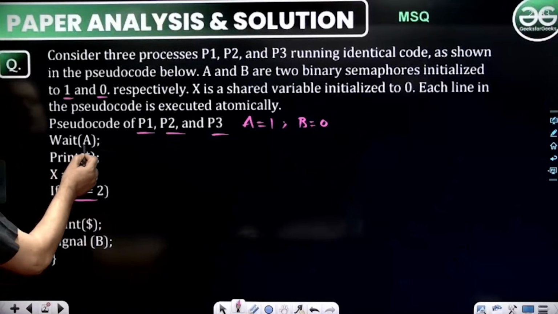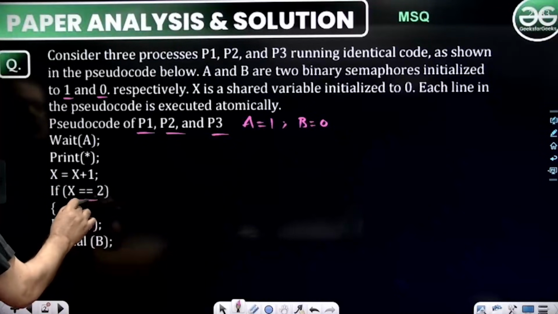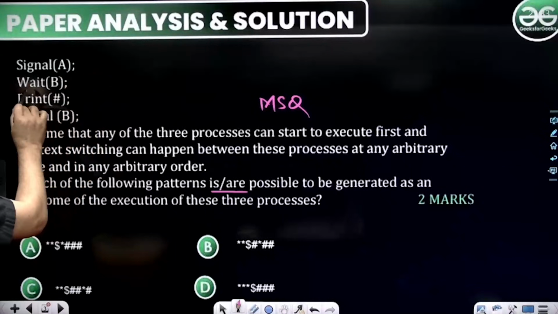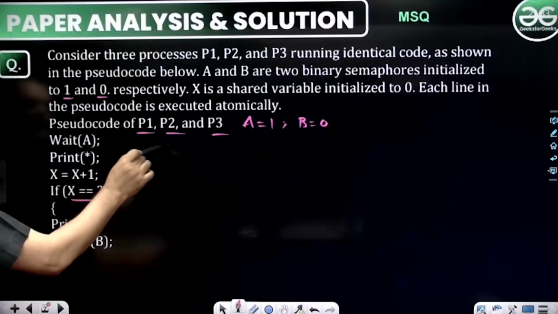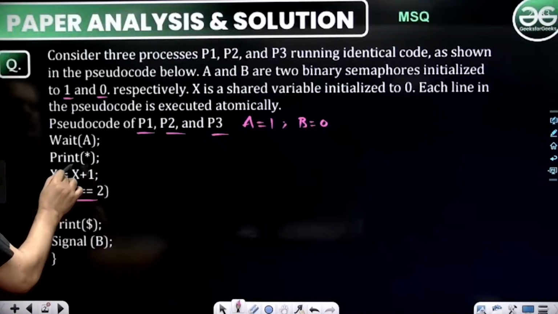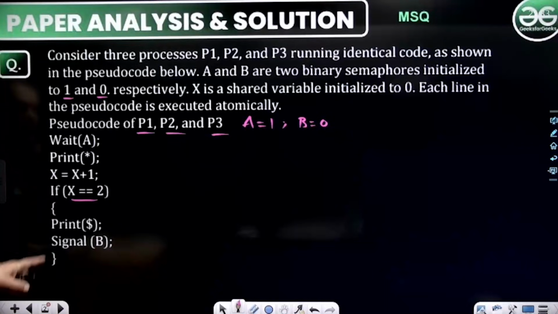So if I start with P1, wait on A succeeds, we print star, x equals x plus 1, the condition fails. So we don't execute here. We signal A, that means A becomes 1, wait on B, get stuck. So after printing star, we get stuck. Now if I start with P2, x is 1. We print another star, the second star. x becomes 2.